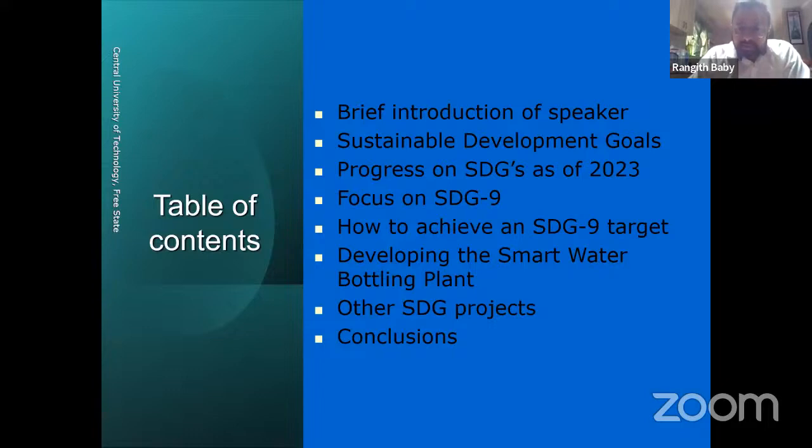I'll give a brief introduction of the university that I come from, then a brief introduction about myself and the research that I'm doing. Then we'll delve slowly into the sustainable development goals. And I'll focus on sustainable development goal number 9 and how we went about as a university in achieving some of the targets that are set out by the SDG 9 goal. I'll conclude by looking at some of the other SDG projects that we are busy with, and then we can have a discussion if time allows.